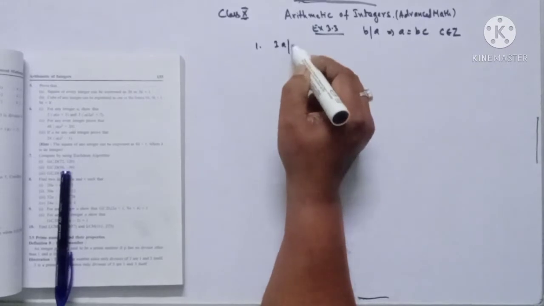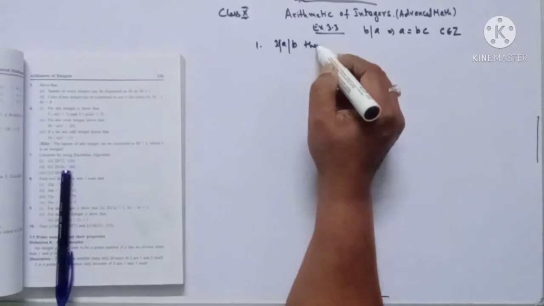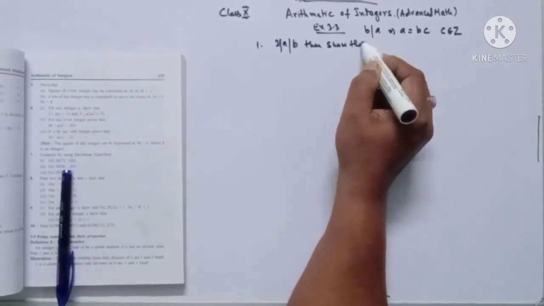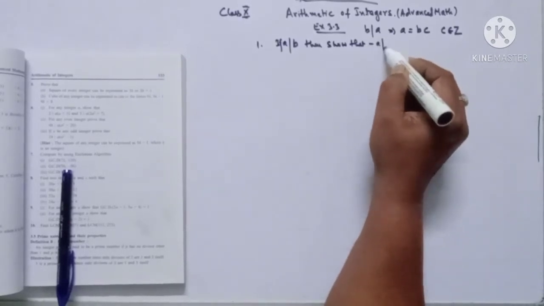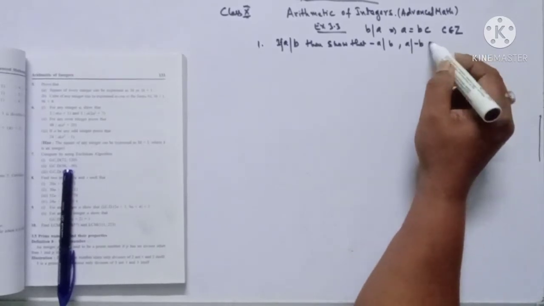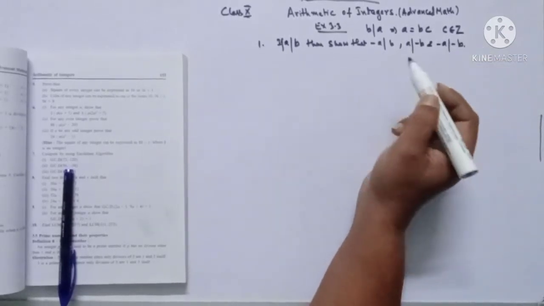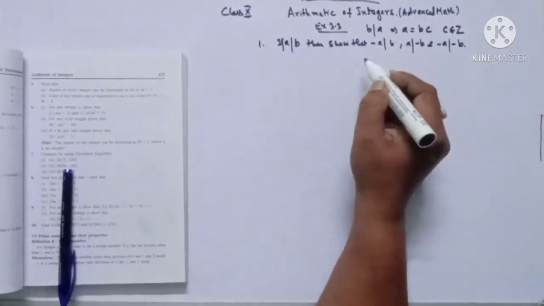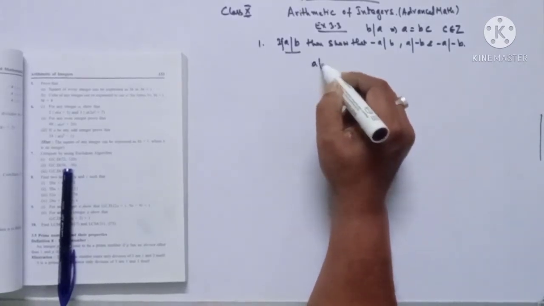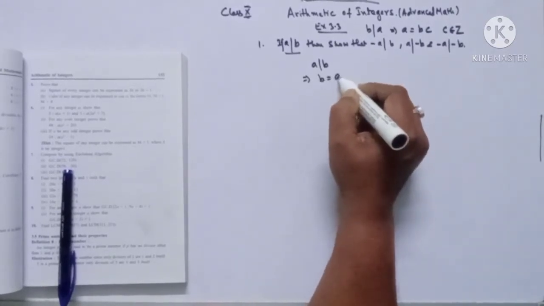So now the first question is, if A divides B, then you have to show that minus A divides B, A divides minus B, and minus A divides minus B. So this is A divides B, this is given to you. A divides B, that is B is equal to AC.